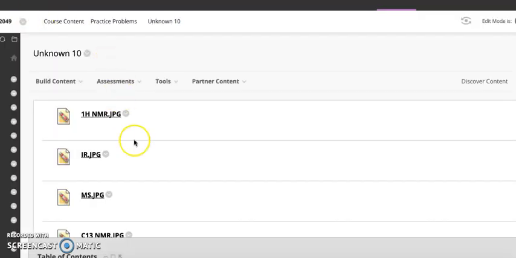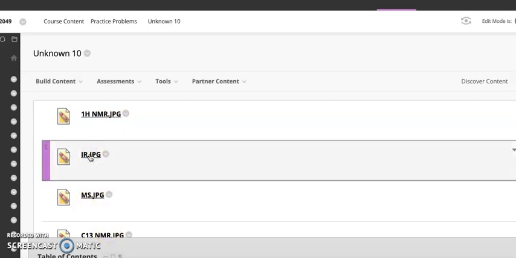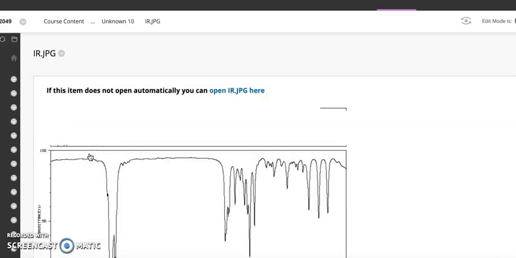I'll look at how we're going to use the new techniques we've learned to analyze this compound. I've got the NMR, IR, mass spec, and C13. I'm going to start by looking at the IR. I always just check the IR real quickly to see if there are any obvious functional groups there. So let me open that.